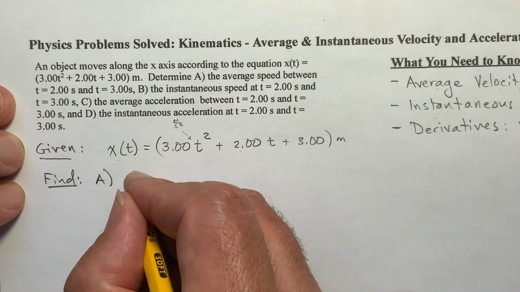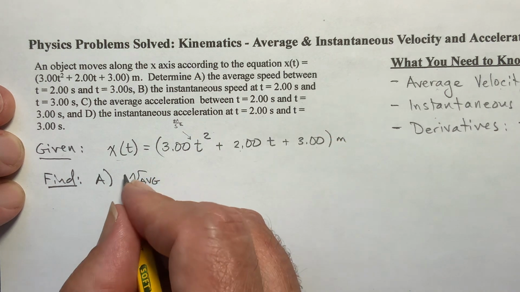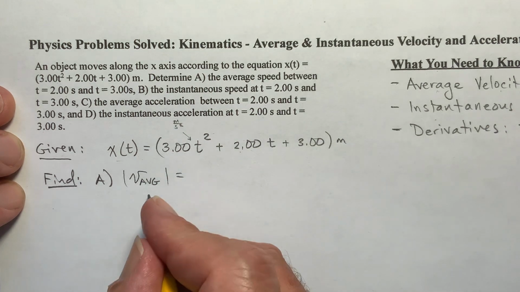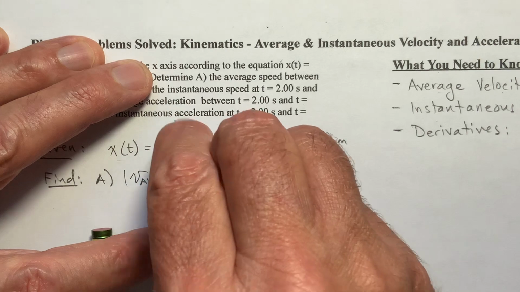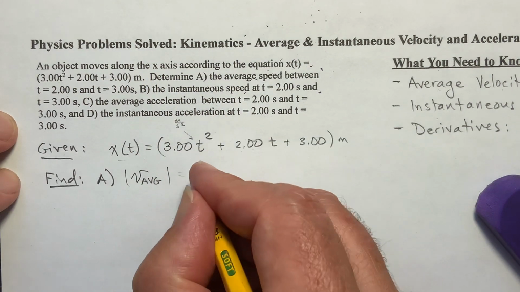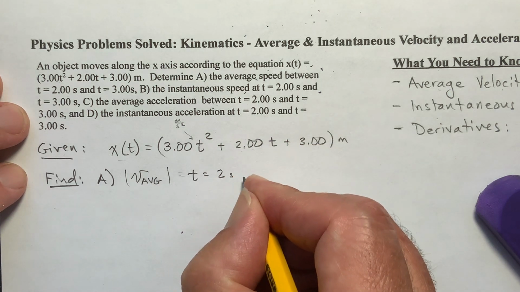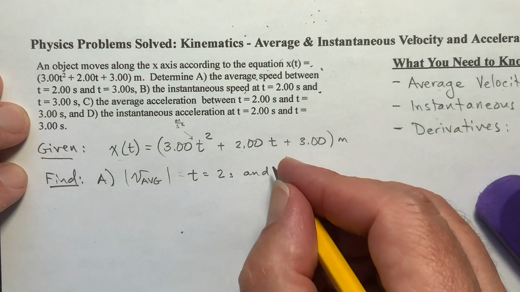And so what we want is the average velocity. We're going to take the absolute value of it. And now average velocity, well, oh, I don't want to solve it yet. Hold on a second. And then this is between t equals 2 seconds and 3 seconds.